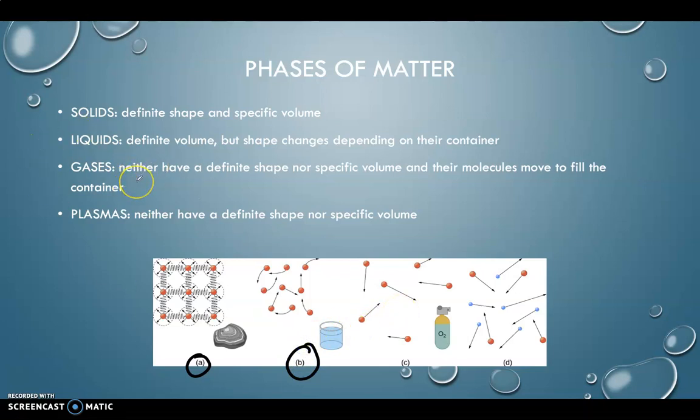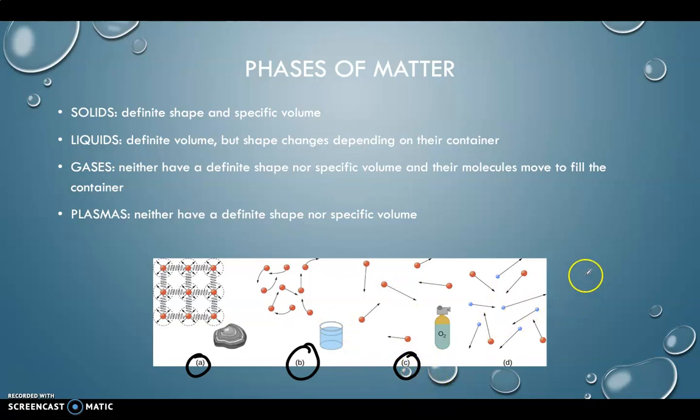Then we have gases that don't have a definite shape or specific volume, and their molecules move to fill whatever container they are in. Think about if you're in a room and there's oxygen all over the place. It's not going to just sit in the corner. The oxygen is going to fill that complete room and spread out. That is like in C.